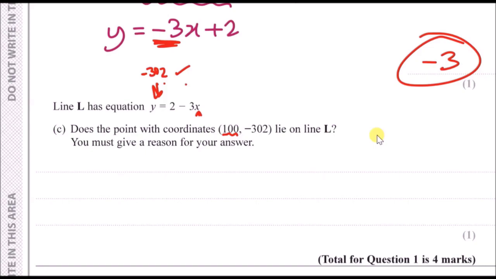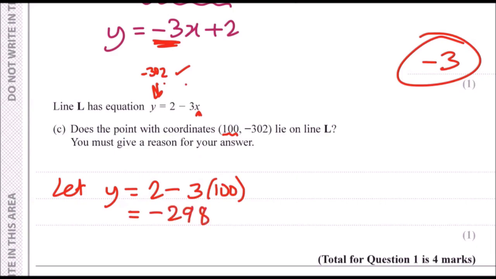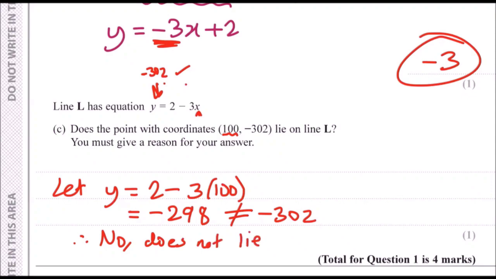Let's say y equals 2 minus 3 times 100. If you put this quickly in the calculator, you should get a result of minus 298. So no, it doesn't equal minus 302. Therefore, the answer is no, it does not lie on line L. And that's it, not much to it.